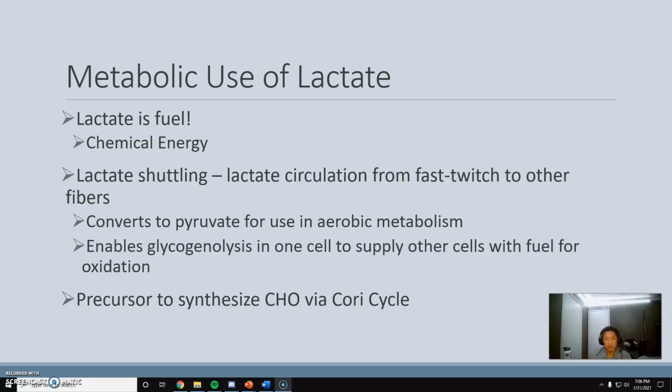Another case is lactate shuttling, in which lactate produced from fast twitch fibers can circulate to other fibers that ultimately convert it back to pyruvate to be used in aerobic metabolism to help supply more ATP production. And it's also a precursor to synthesize carbs via the Cori cycle to aid in the replenishment of glycogen or glucose.